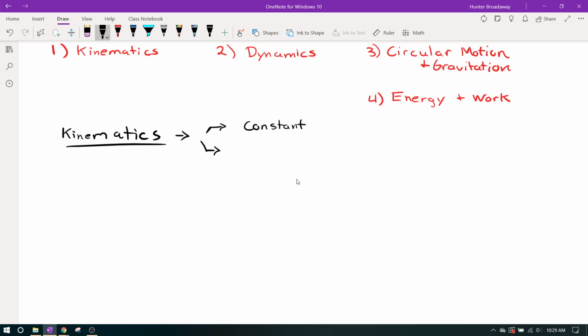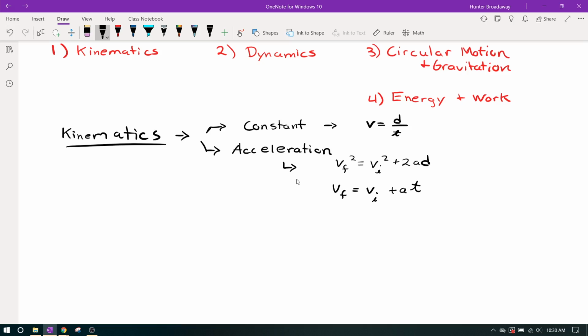There are two basic mindsets here. If you've got constant motion, then velocity is equal to your displacement divided by your time. If you have acceleration, you have the kinematic equations, which are all available to you on the AP Physics formula sheet. So VF squared equals VI squared plus 2AD, fair game. VF equals VI plus AT, fair game. Displacement equals VIT plus 1 half AT squared, fair game.